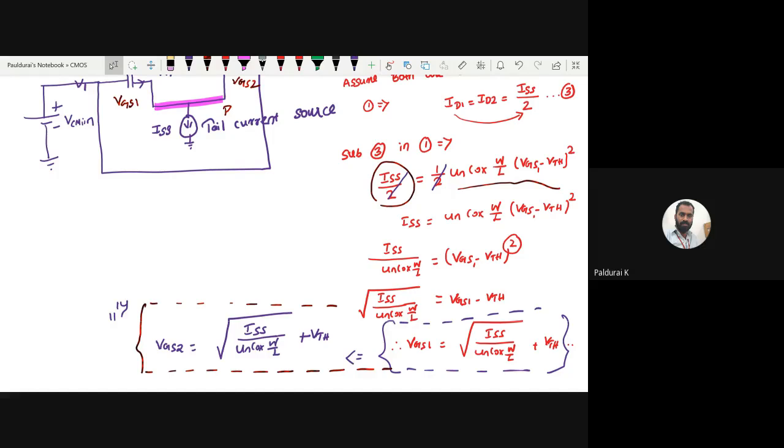Why we are finding this, that I will let you know. So now this is the required VGS1 as well as VGS2, okay, to make two transistors on. So any doubt in this? No, sir.